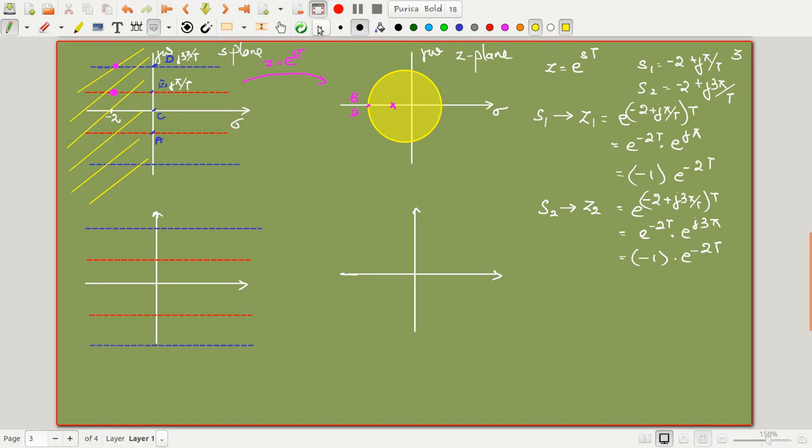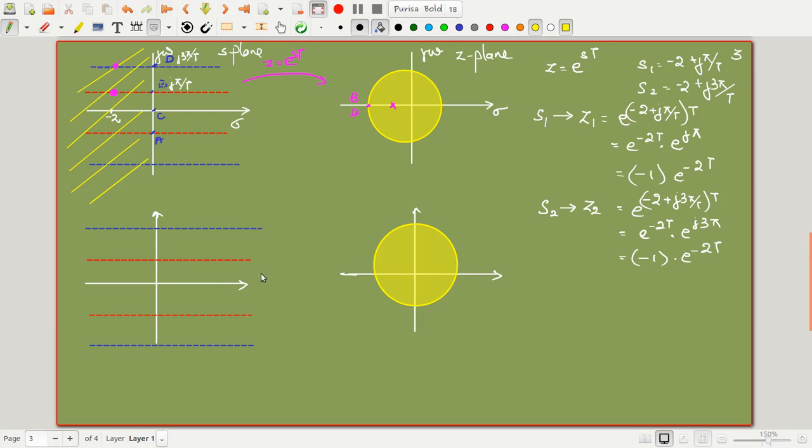So I have the mapping from the S plane to the Z plane. Okay, this circle is in fact smaller, but it is fine. One second, I'll just cut it and then draw it again. Has been mapped onto the Z plane. Okay, so now let me see what happens.